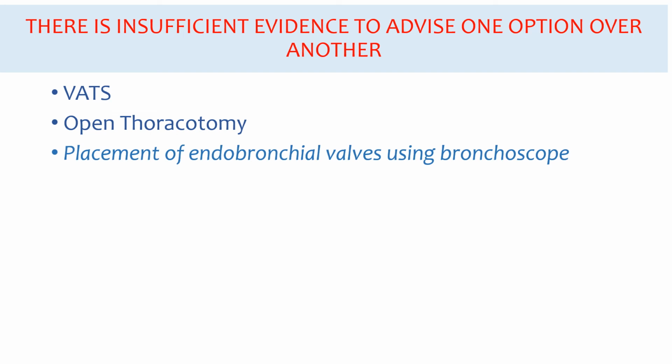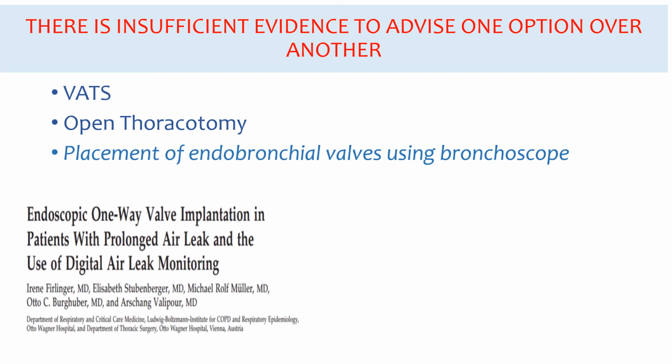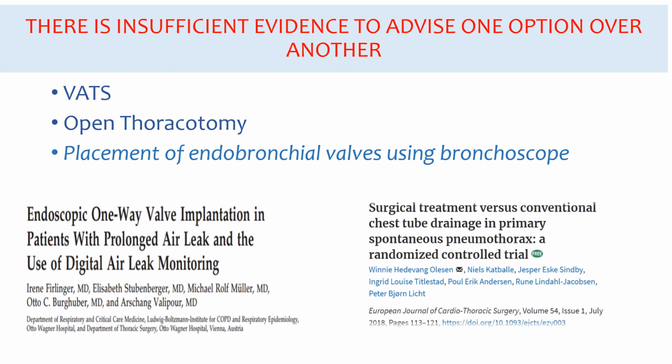We can do VATS, which is the preferred modality now because it is faster, easier for the patient, and gives good results. In certain cases, we may have to opt for open thoracotomy and newer, less invasive techniques like placement of endobronchial valves using a bronchoscope. You put the bronchoscope and localize the air leak and put the endobronchial valve there, thereby shutting off the leak. So these are some of the papers supporting the newer methods and the gray area in the treatment of non-healing pneumothorax.